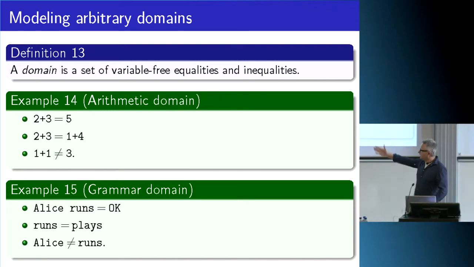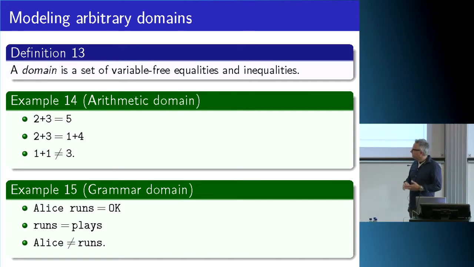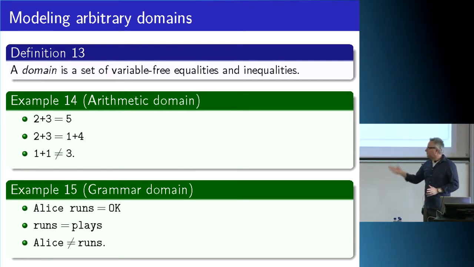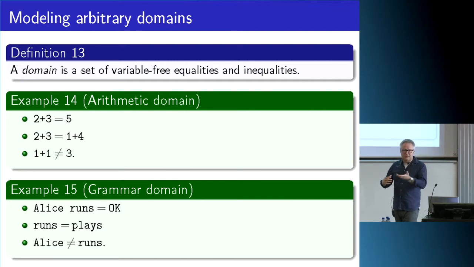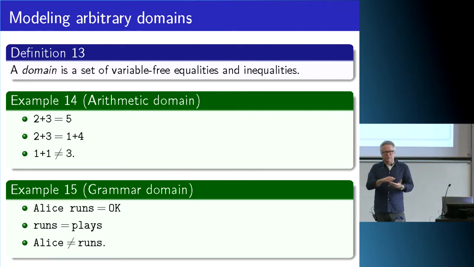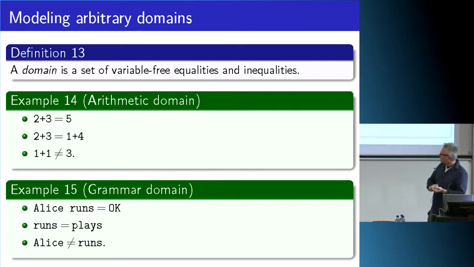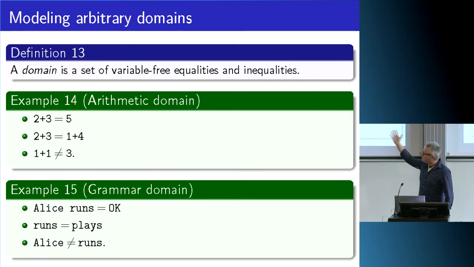And in grammar, which happens to be English in this case, Alice runs, that's okay. Runs equals plays, that's also okay in that domain. But Alice does not equal runs. You can come up with a sentence which contains Alice and is correct, but you are not able to replace Alice by plays and keep the correctness of the sentence, preserve it. Okay, so a domain can be anything like that. It doesn't have anything to do with arithmetic or grammar, but these are just examples.